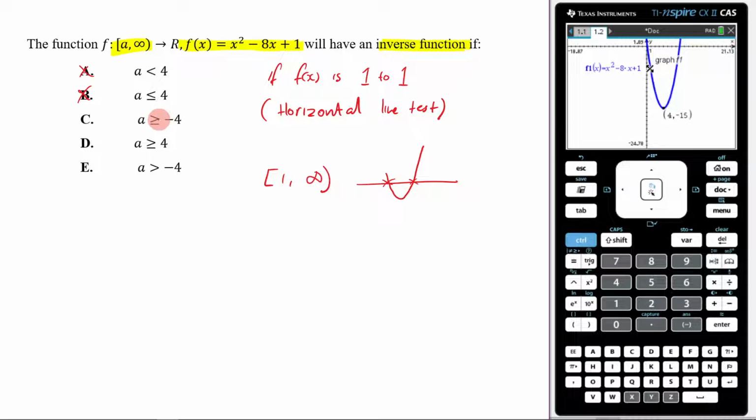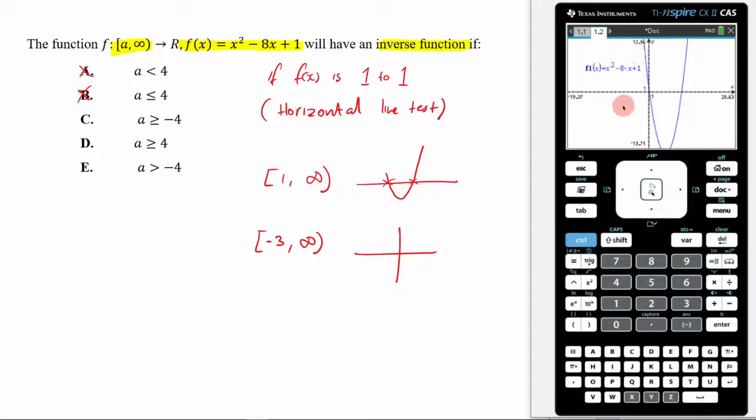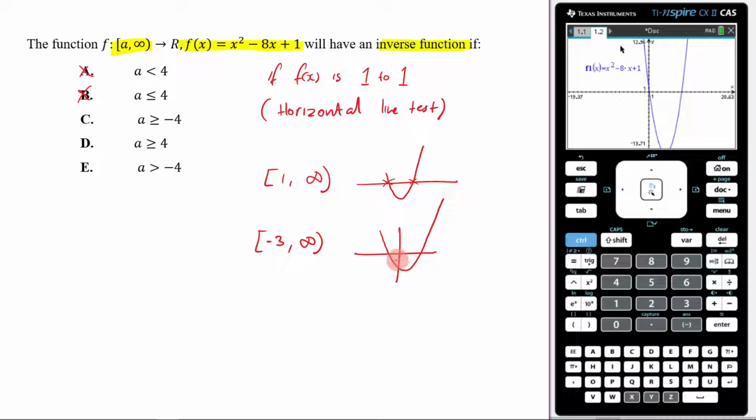What about a is greater than negative 4? Where's negative 4? All right, what's greater than negative 4? Let's say negative 3 is greater than that. Now let's think about what that would look like for a second. Do you agree that negative 4 is even further up here? Because negative 4 would be like there. So it's going to look something like this. Whoa, do you see? This is even worse, because you can draw more horizontal lines through it. So that's no good. This one's no good.